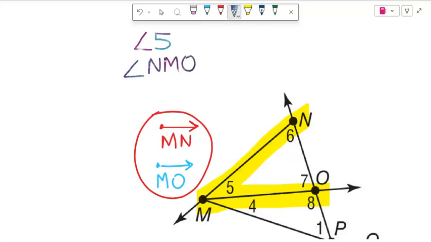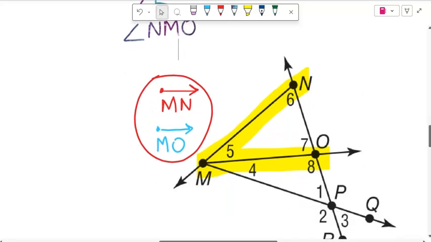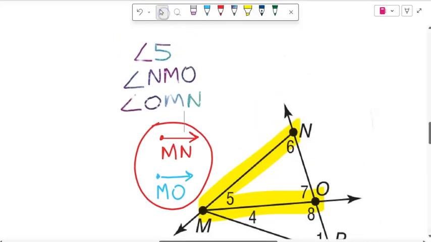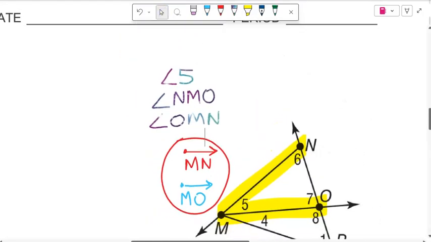Give me another name for this angle here. Okay, again, I love it. Start at O, go to M, and finish at N. That's the same angle, right? So we can name it O, M, N. We have any other options here? Nice. Last one. Angle M.